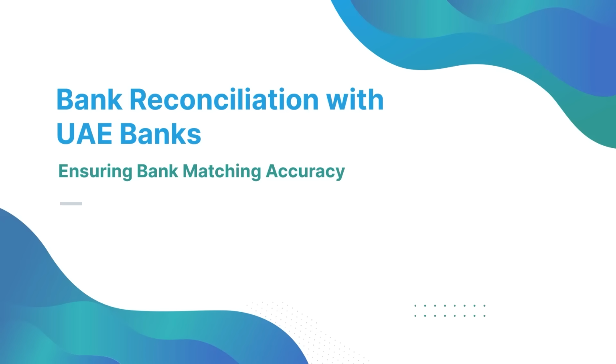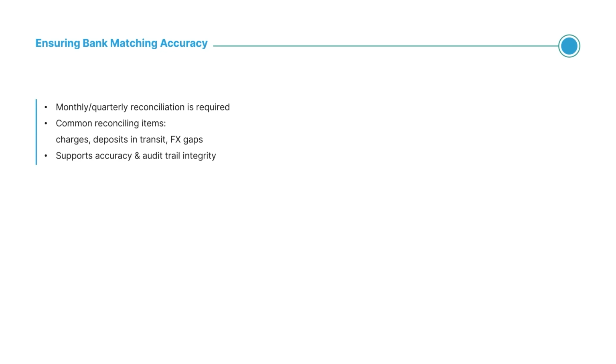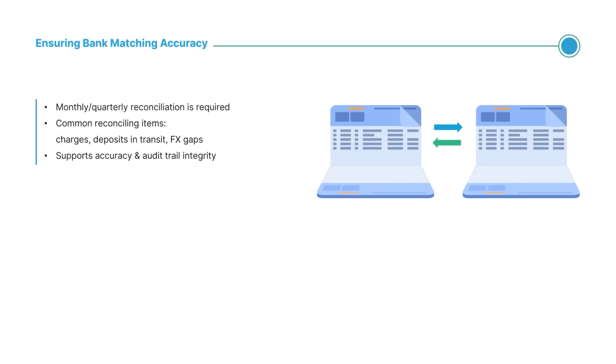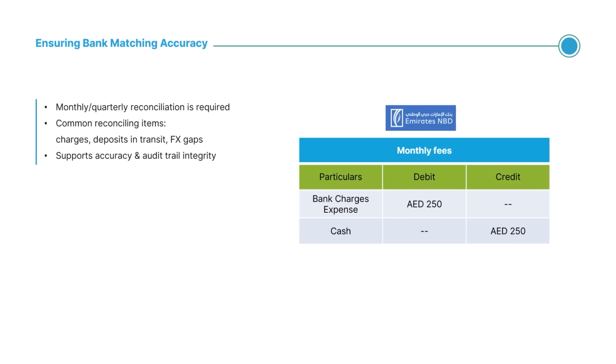Bank reconciliation ensures that your internal books match external bank statements. In the UAE, with multiple banks and international transactions, differences often arise. For example, Emirates NBD charges 250 dirhams in monthly fees that haven't yet been booked. Entry: debit bank charges expense 250 dirhams, credit cash 250 dirhams.